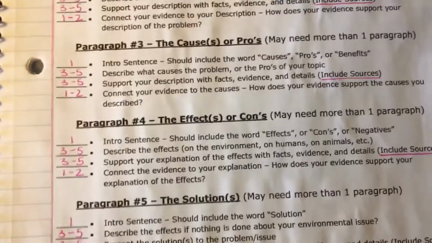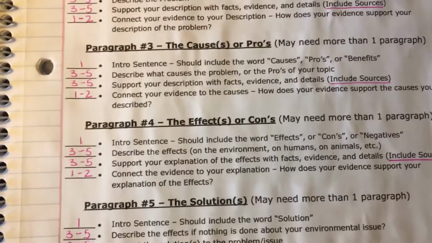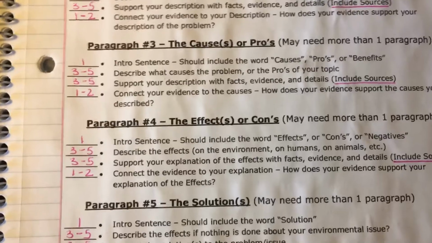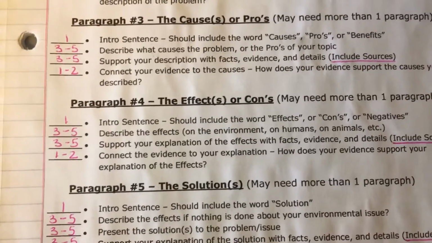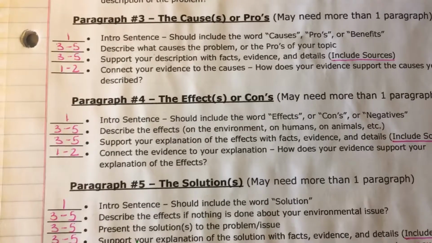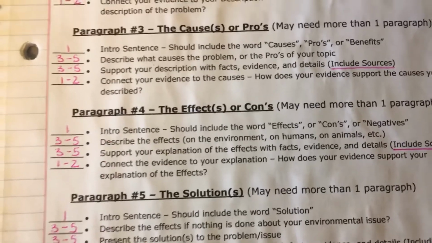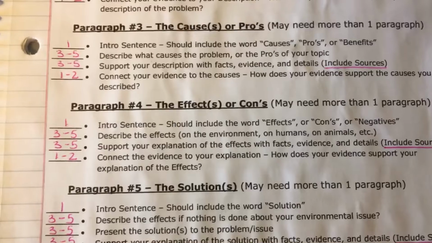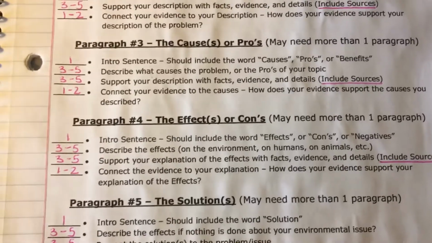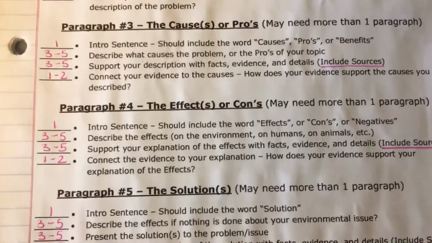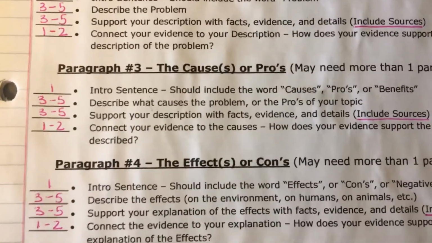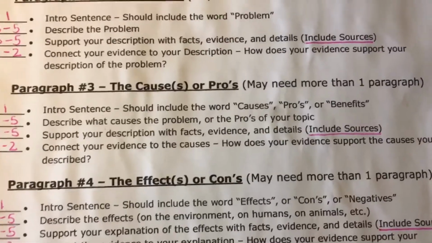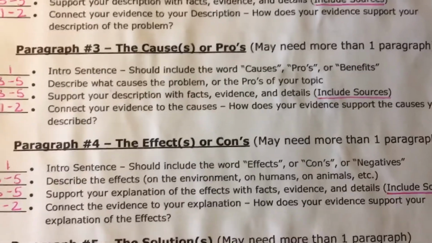Paragraph number 4 is where we get into the effects. Using the example of the melting polar ice caps, you would focus on writing a paragraph all about what the effects are on the planet if the polar ice caps melt. If you're focusing on something like solar energy, you would focus on what are the cons. So some topics, depending on what you pick, will be a cause and effect, while for other topics, you're going to want to focus on the pros and the cons.